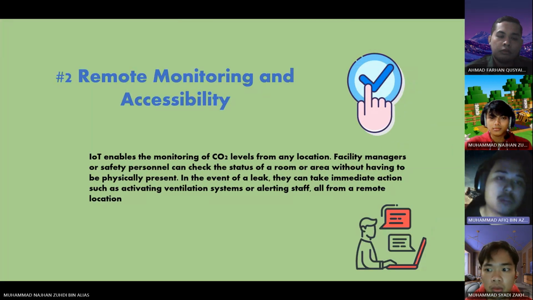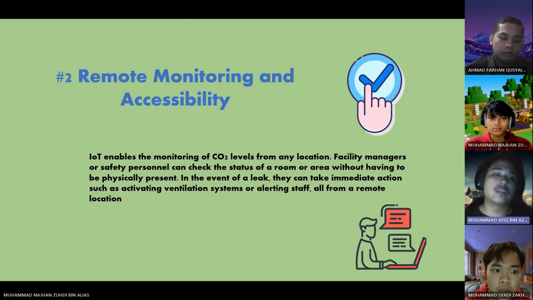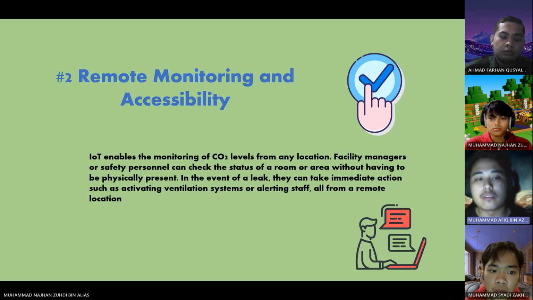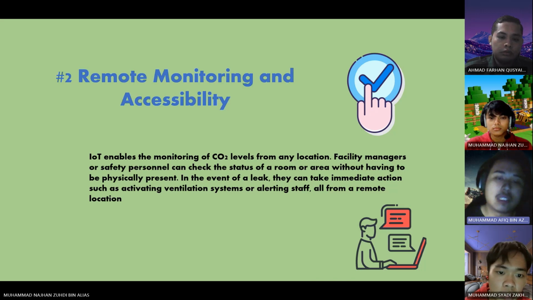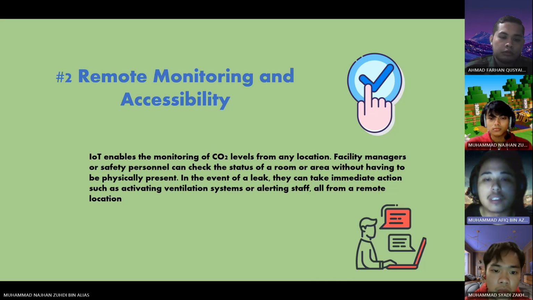Next one is the remote monitoring and accessibility. IoT also enables the monitoring of CO2 level from any location. Facility managers or safety personnel can check the status of the room or area without having to be physically present. In the event of a leak, they can take immediate action such as activating the ventilation system or alerting the staff, all from a remote location.